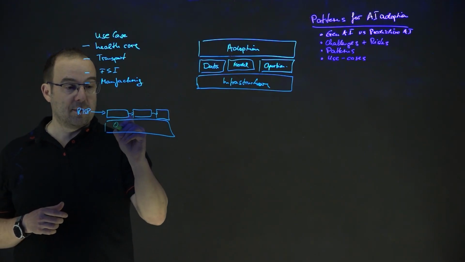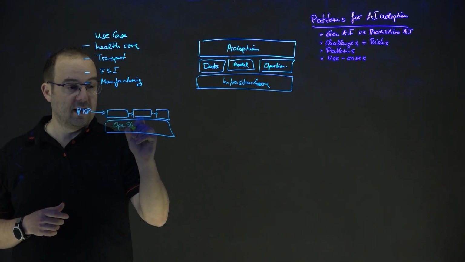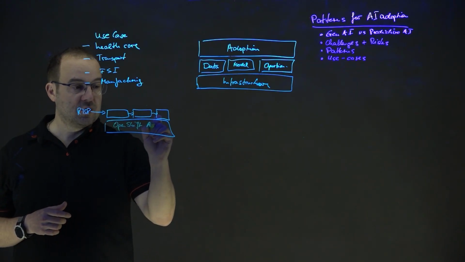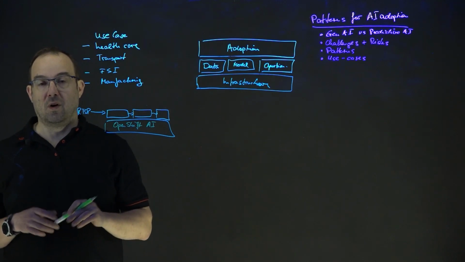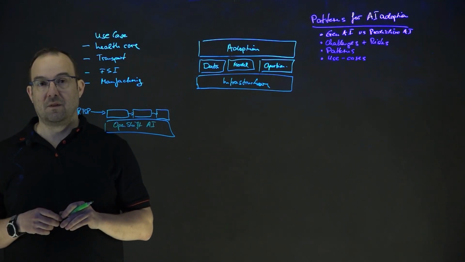This all got enabled through OpenShift AI, which is Red Hat's leading platform for deployment of AI use cases at scale.